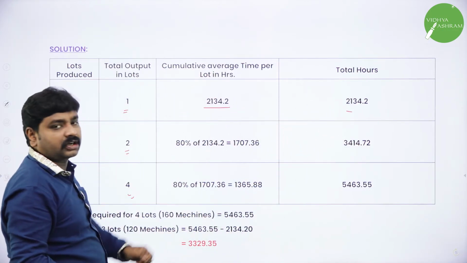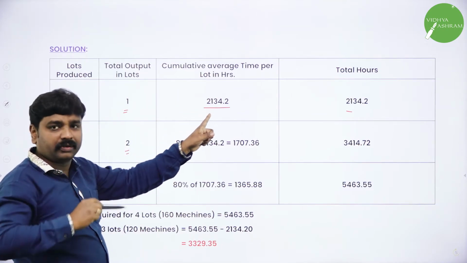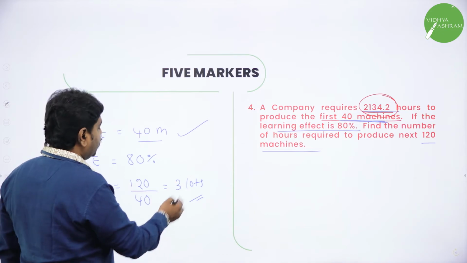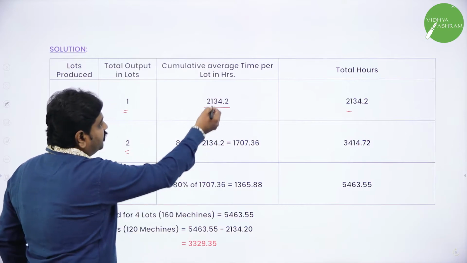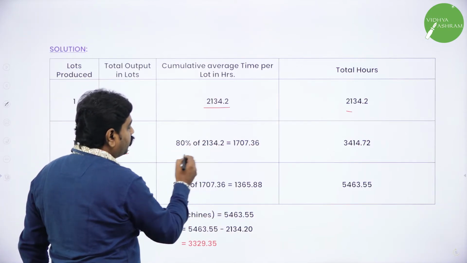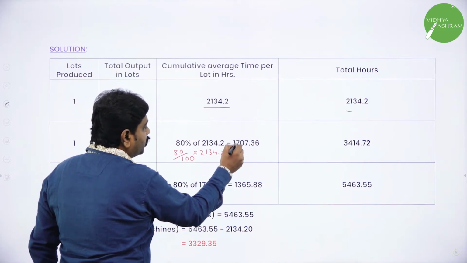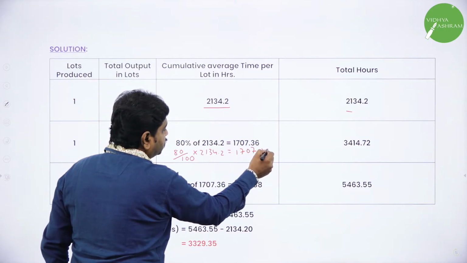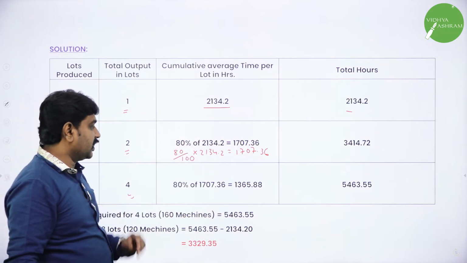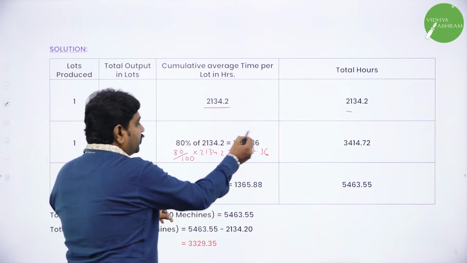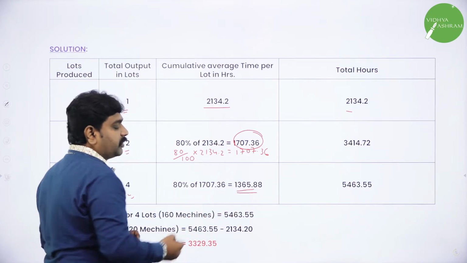Now I will teach you how to fill the third column. Third column is learning effect into previous time. First time you should write seeing the problem. Next you see the learning effect. What is the learning effect given? 80%. So 80% of 2,134.2 means 80 by 100 of 2,134.2, if you do, you will get 1,707.36. I am repeating, use calculators so you will not get any errors. Then next, 80% of 1,707.36 gives you 1,365.88.